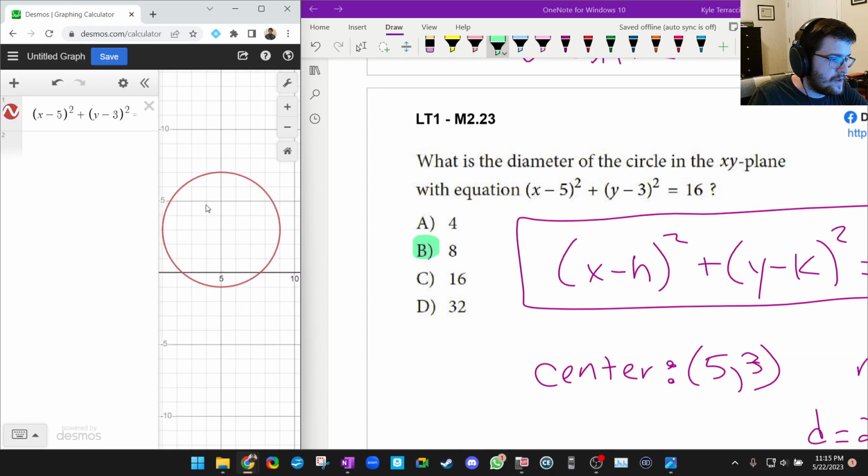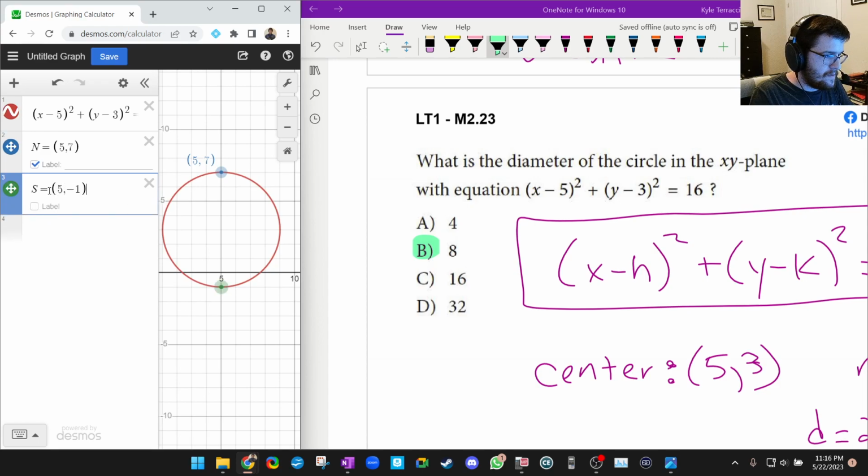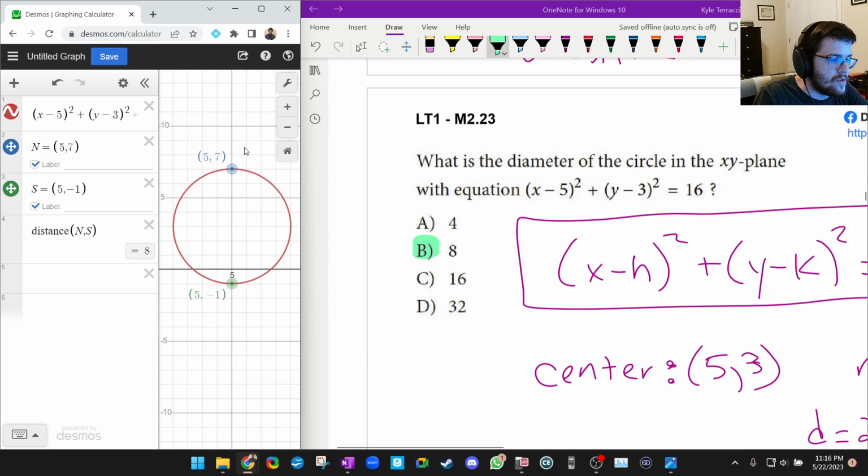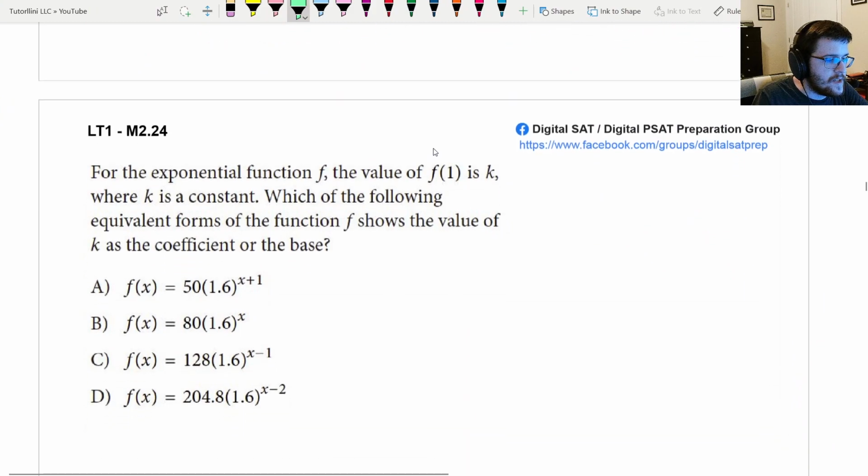Okay, great. So let's find the northmost point and the southmost point. The diameter is the distance between them. So why don't I write down north equals (5, 7), and then south is (5, -1). And the distance between them is 8. And if you wanted the radius, you would divide by 2. Great, so it seems like we did a good job. Okay, let's keep going.